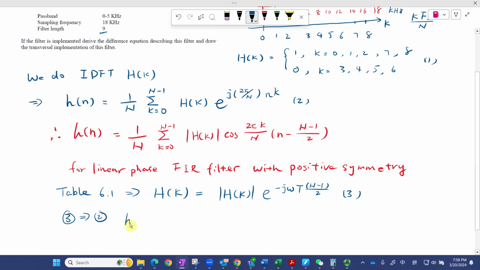Then we get h[n] equals 1 over N, sum k starting from 0 all the way to N minus 1, and we just copy down this magnitude of H[k] times e to the order of negative j omega T (N minus 1) over 2, replacing the H[k] here, and don't forget to multiply e to the order of j 2 pi over N k.